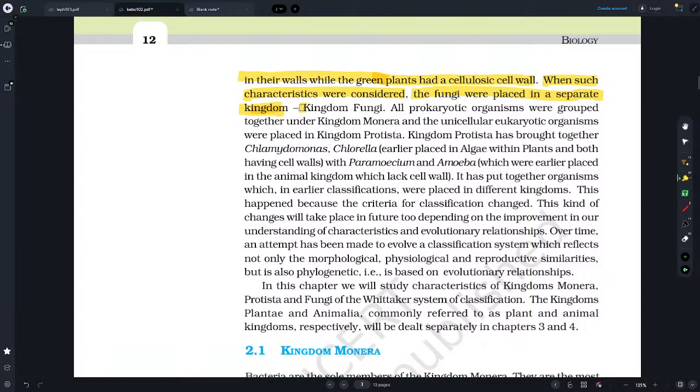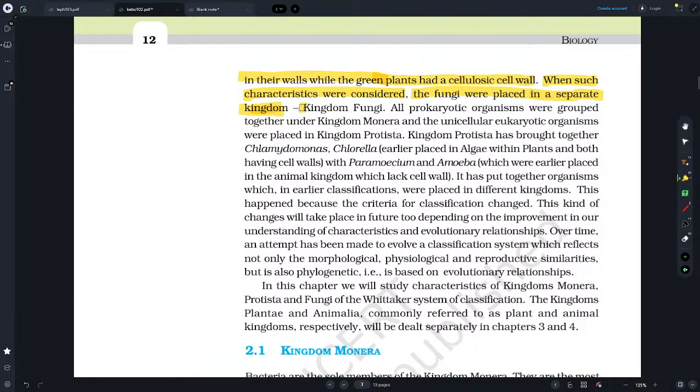Earlier, Chlamydomonas and chlorella were placed under Plantae, whereas paramecium and amoeba were placed under animals. But now, as they are unicellular eukaryotes, these four organisms have been placed under the kingdom of Protista and are called protozoans. This placement happened because the criteria for classification changed.